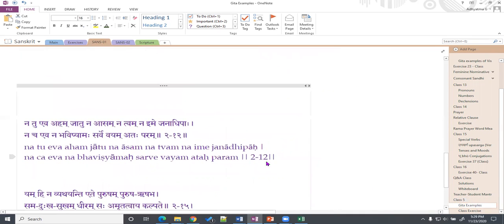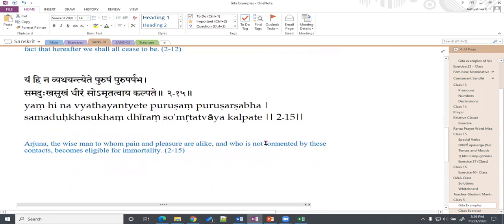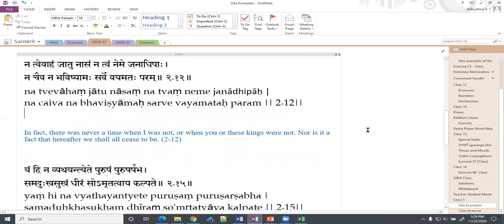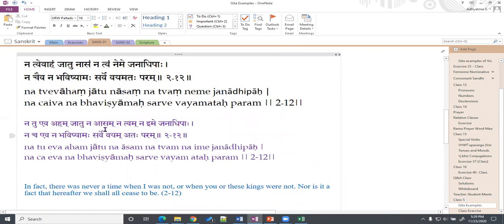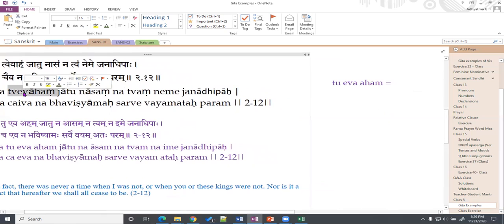We'll see some examples from the Gita. Here also I'll put the split version for you. This is verse 2.12, and you see here Tvevaham. This is the word, and this is the split of it: Tvevaham equals Tu plus Eva plus Aham.